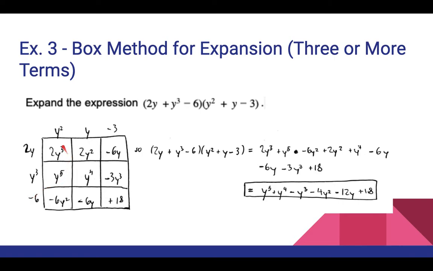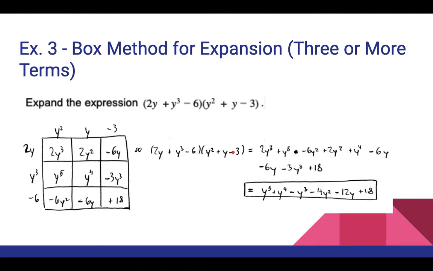So as a result of multiplying, we get 2y cubed in this box, 2y times y cubed. 2y times y gives us 2y squared in this box, and 2y times minus 3 gives us negative 6y in this box. Proceeding so on and so forth gives us the resulting terms in each individual box. Y to the fifth, y to the fourth, minus 3y cubed, minus 6y squared, minus 6y, and plus 18.